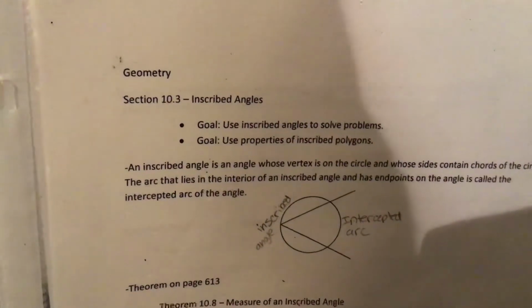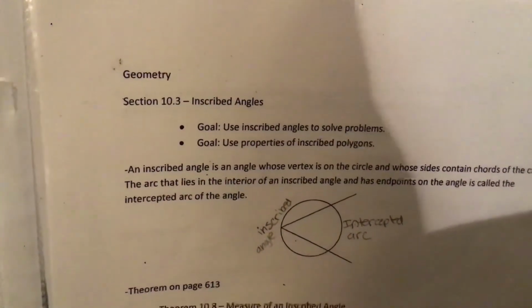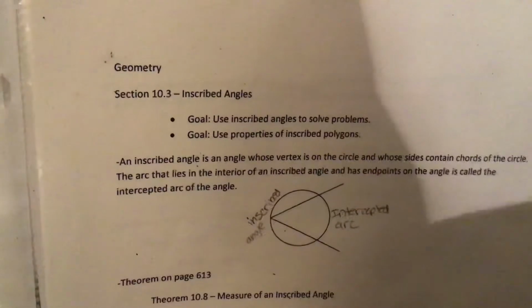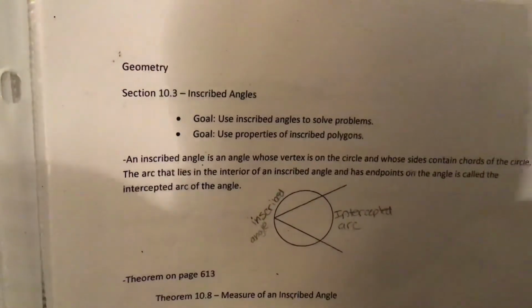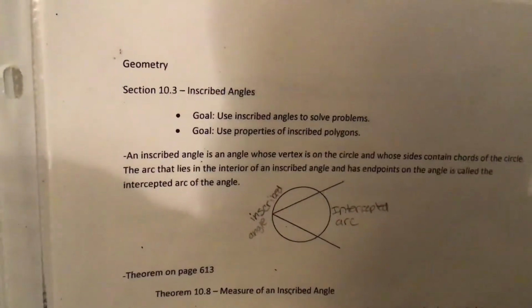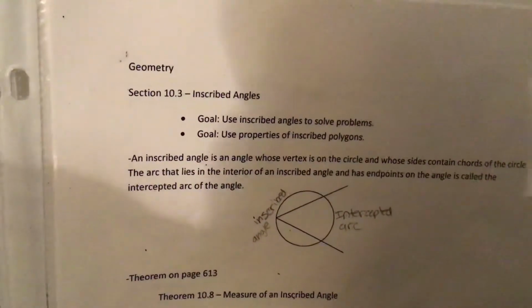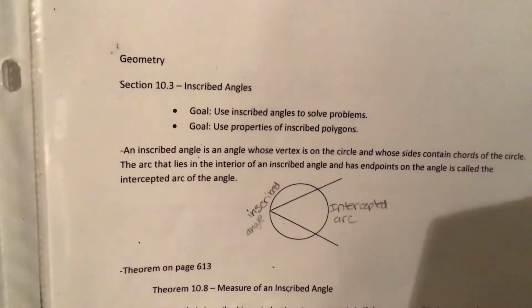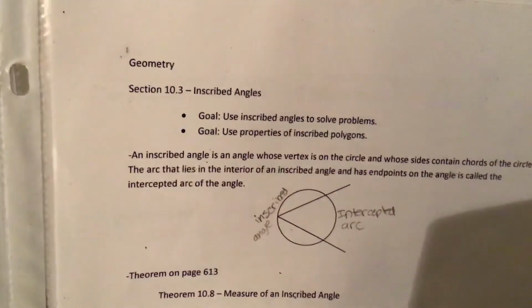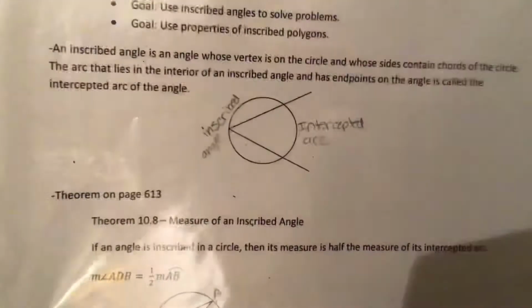All right, 10.3, inscribed angles. So we kind of talked about central angles, right? The central angle has the vertex on the center of the circle, and its intercepted arc is equal to the measure of the central angle, okay? Inscribed angles are a little bit different from that.